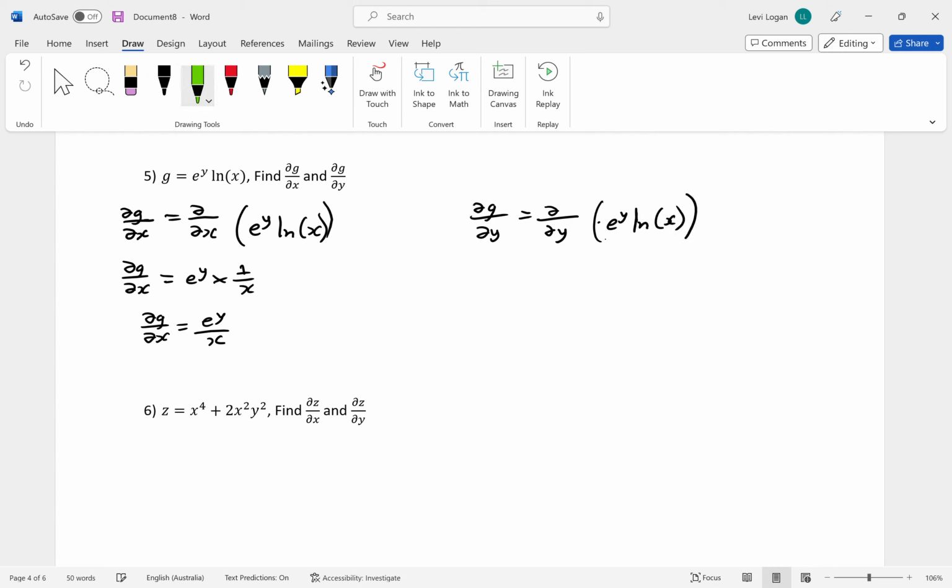Differentiating with respect to y, I only care about things with y in it, so I don't care about the log x. I only care about this e to the y. What happens if we differentiate e to the x with respect to x? You just get e to the x. So if we differentiate e to the y with respect to y, it just stays as e to the y. We actually don't have to change anything at all. So delta g over delta y is just e to the y log of x. We don't have to change anything. Alright, cool. Those questions are done.